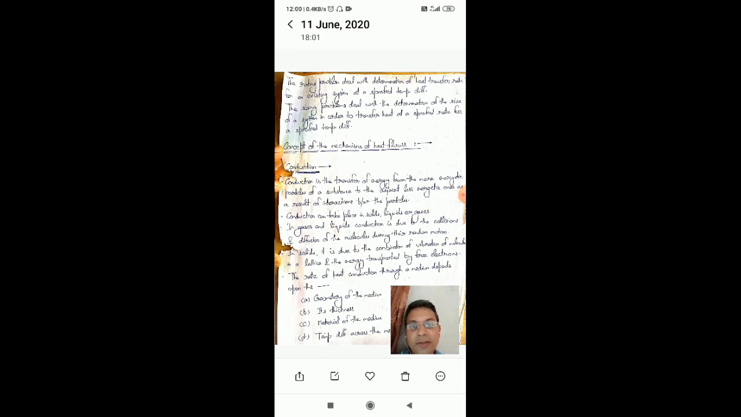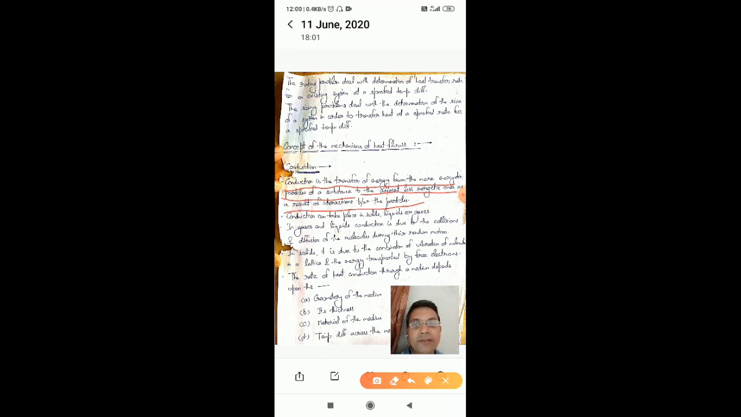This is the thing which I have written on the present paper. You can look up that conduction is the transfer of energy from more energetic particles of a substance to the adjacent less energetic particles as a result of interaction between the particles.